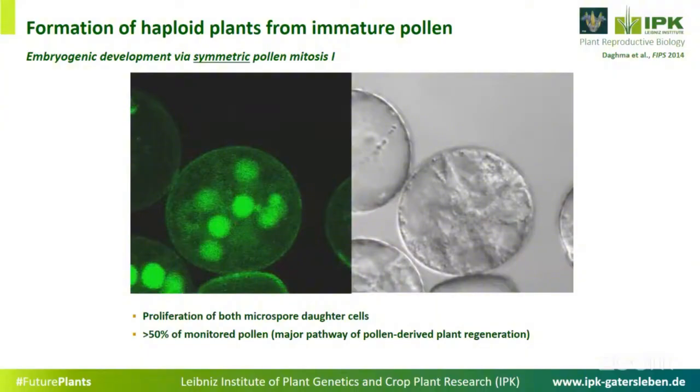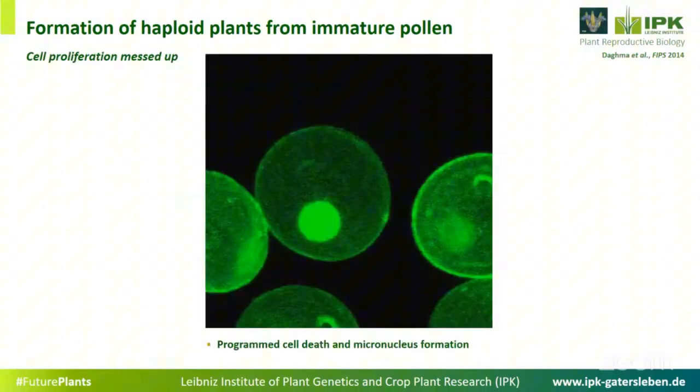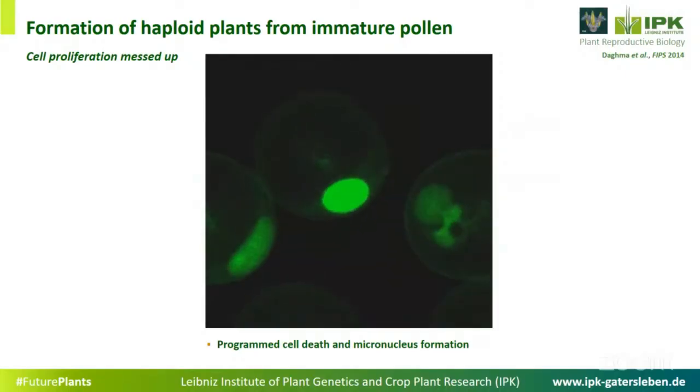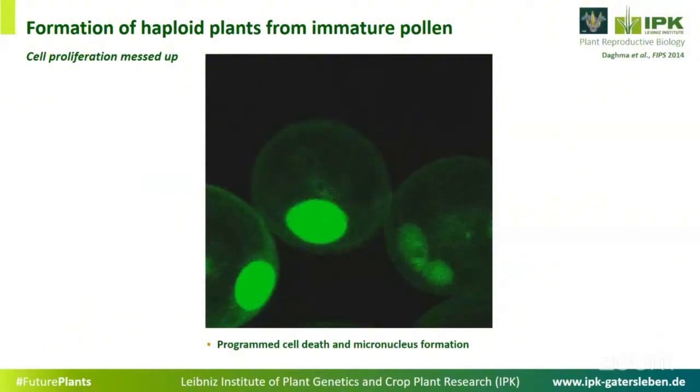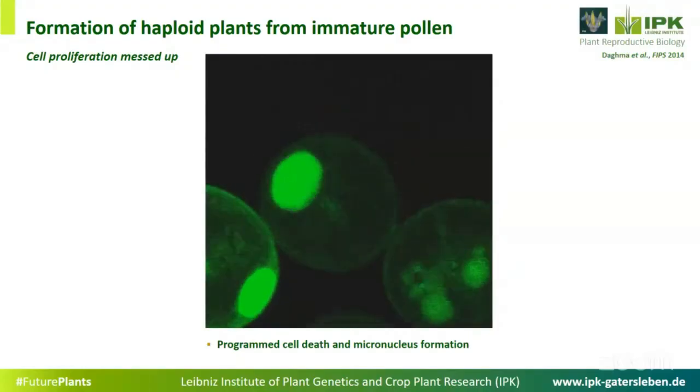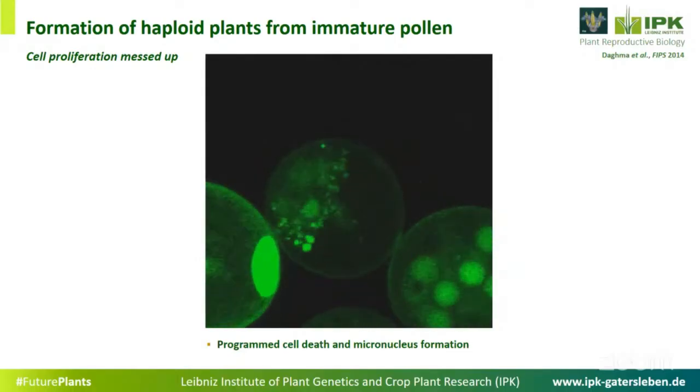But I will also show you another example, which unfortunately happens quite often, that these cells do not survive the culture. And here, this pollen grain in the middle tries a lot to undergo cell division. And it takes a lot of time that something happens. But when something happens, you will see the whole cell messes up. And this we call programmed cell death. And you will see a burst of the nucleus forming lots of micronuclei. And the cell is no longer capable of dividing and surviving.